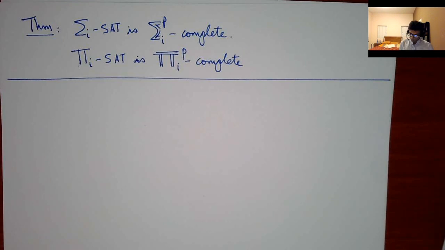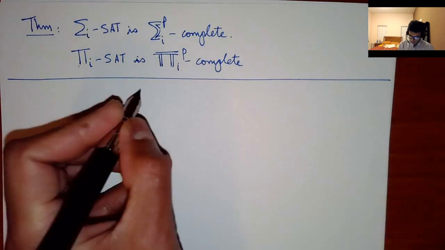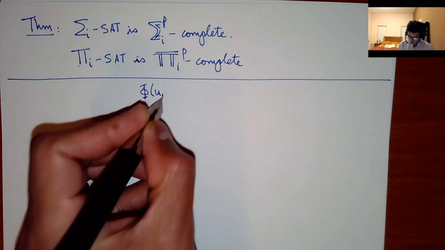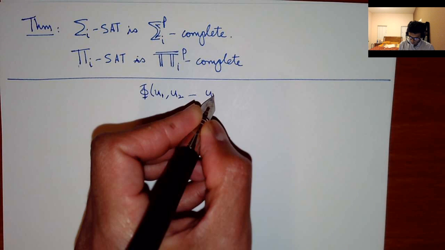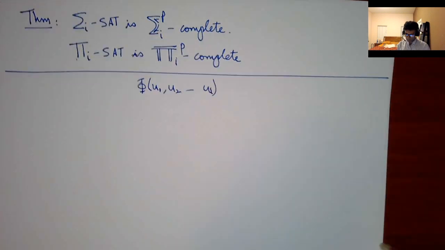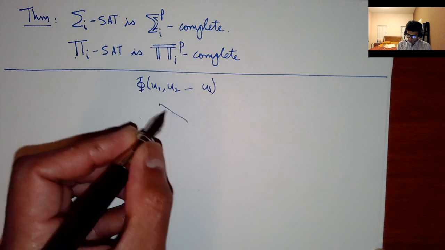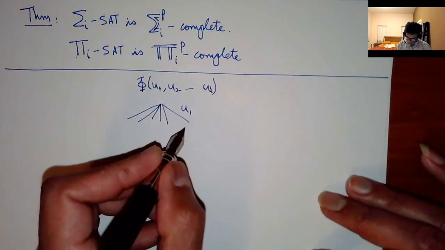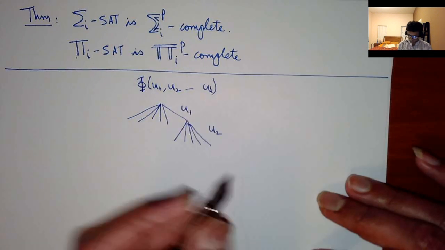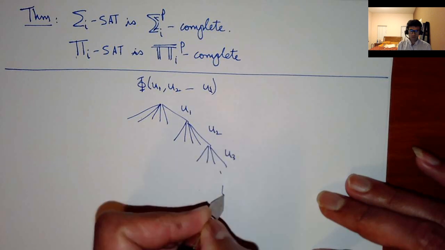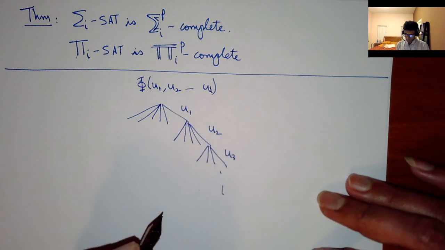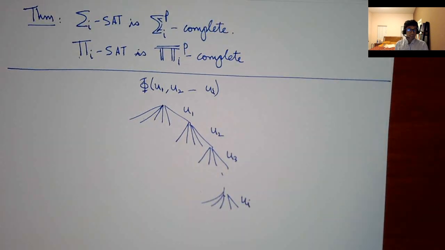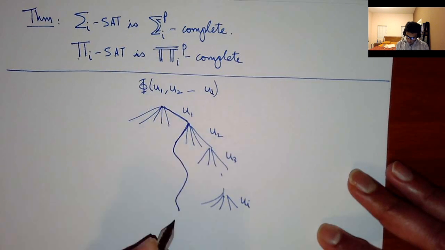Okay, so let's think of SAT in terms of a tree. Just think of phi of u1, u2 up to ui. You could imagine that you have different choices for the setting of u1. You can set u1 to whatever you want. Then you set u2, u3, and so on and so forth, until you finally set ui. What is SAT? SAT means that there is a way of going down the tree so that I end up at true.